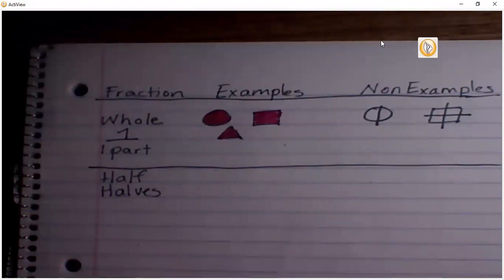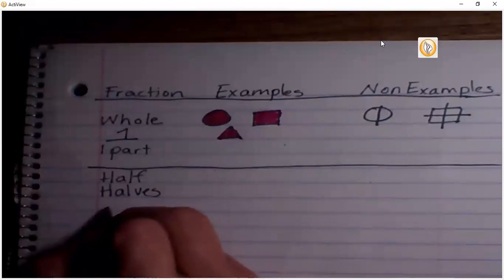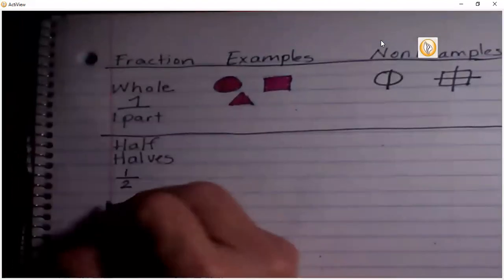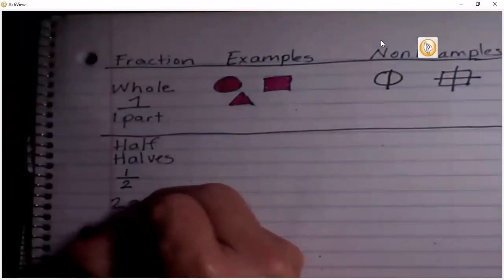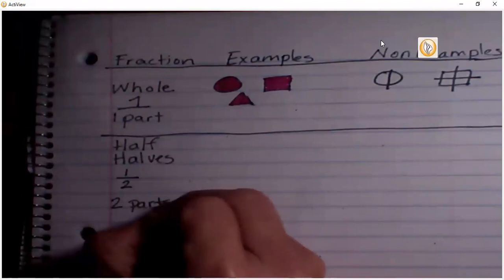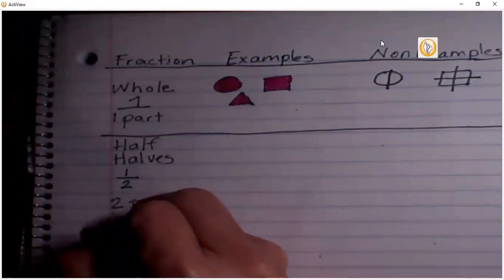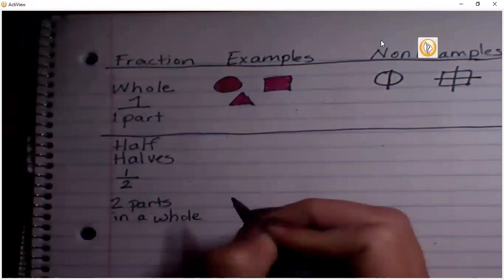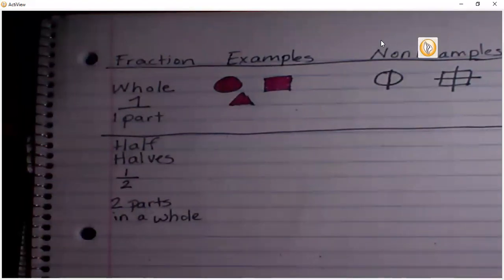To show this fraction, we use the number 1/2. What does this mean? This means that there are 2 parts in a whole. There's 2 parts in the whole thing. If I have a cupcake and I cut it in half, those are halves. You have 2 parts to make the whole cupcake.